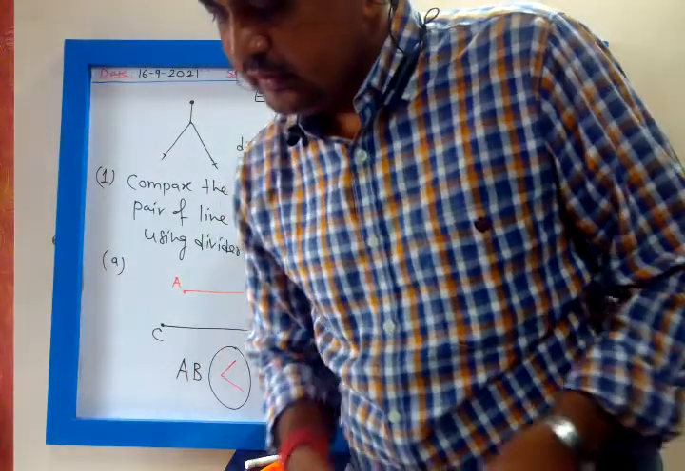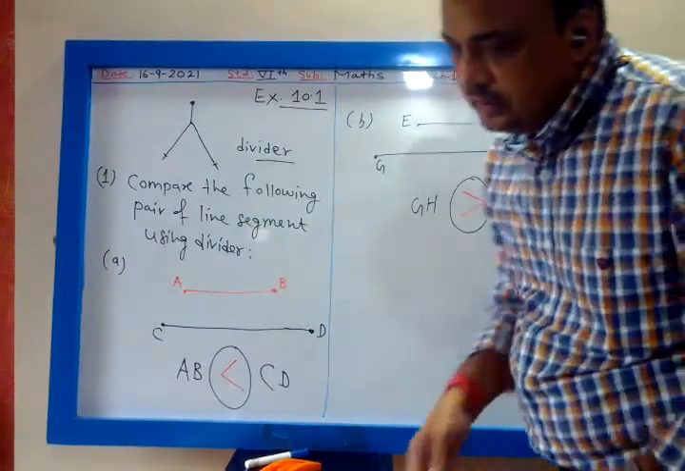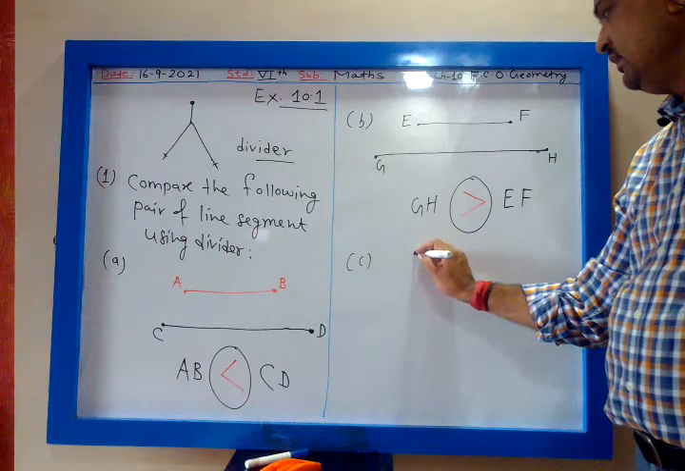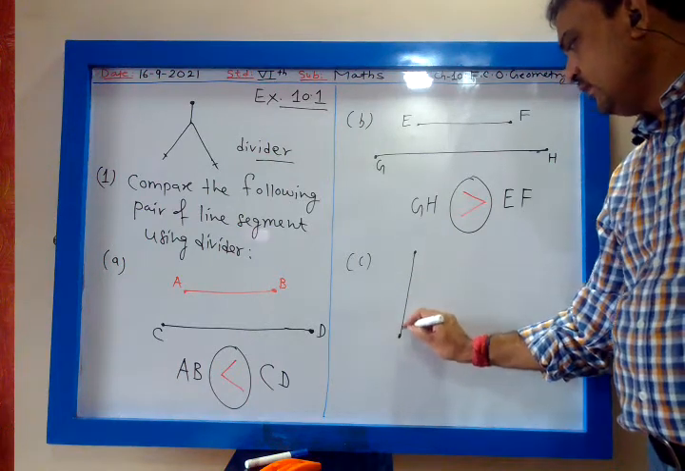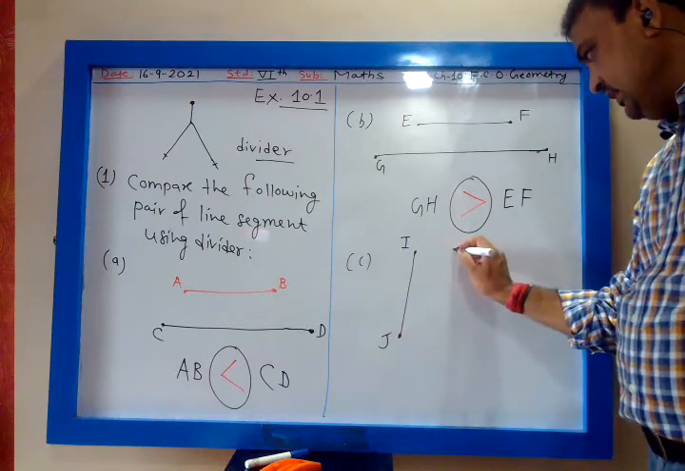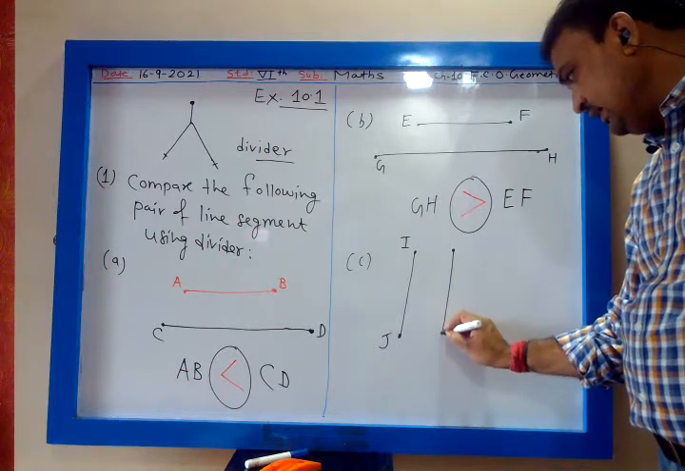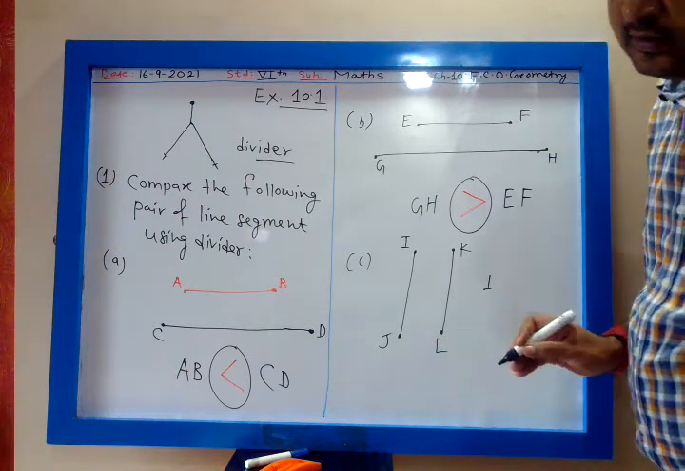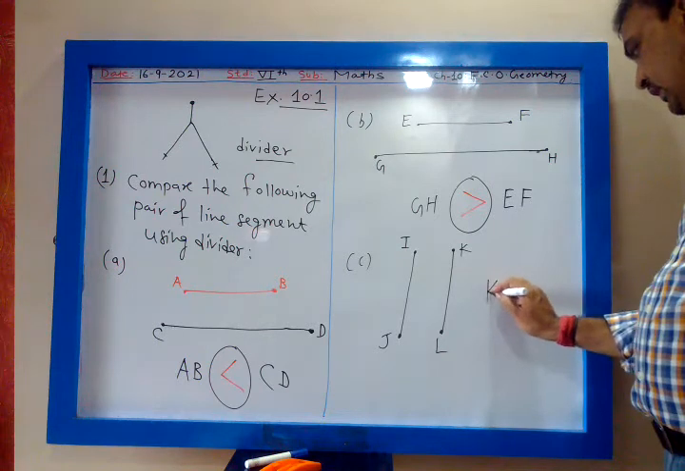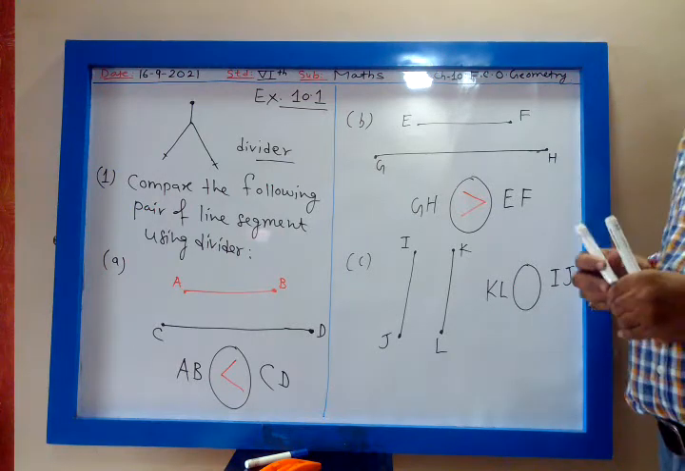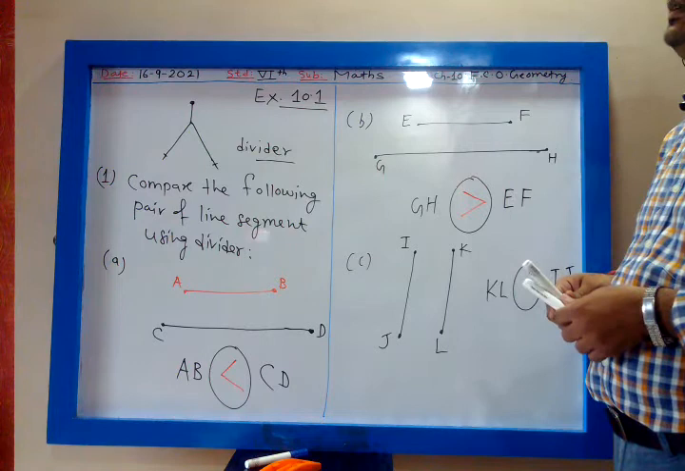Then IJKL. IJ and KL. Parallel line we'll see afterward. First you tell me whether they are of same length or different length.